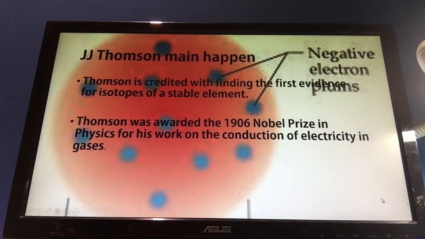Thomson is credited with finding the first evidence for isotopes of a stable element. Second, Thomson was awarded the 1906 Nobel Prize in Physics for his work on the conduction of electricity in gas.